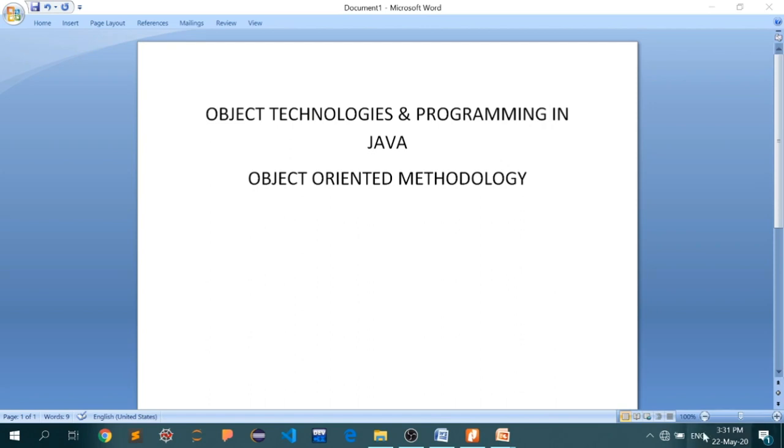And today I'm going to discuss a type of paradigm that we have seen yesterday called object oriented methodology. And this particular paradigm will be the core focus of our discussion throughout this whole course.